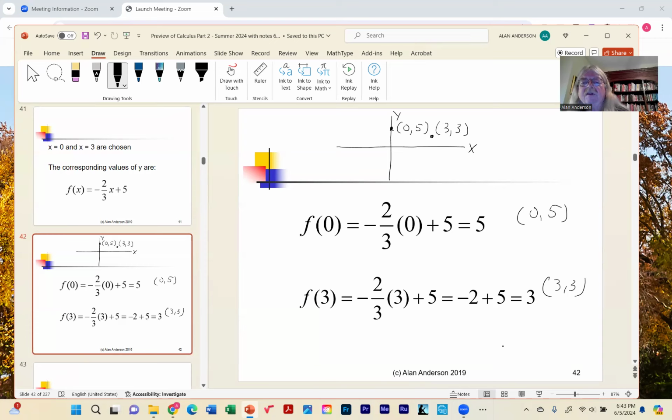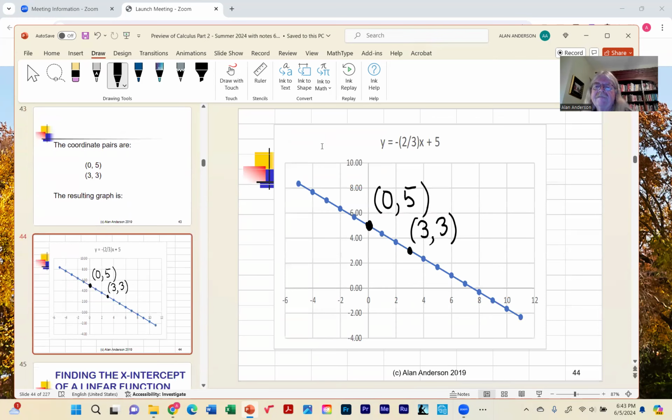all right, well, it's not perfect, but you get the idea. That could be a little straighter. And so it is a negatively sloped function. You can tell because x went up from 0 to 3, but y went down from 5 to 3. Okay, so this is our straight line.